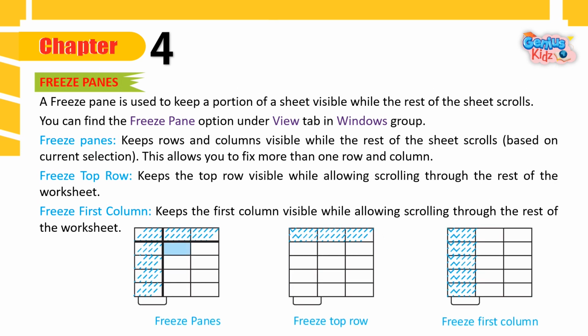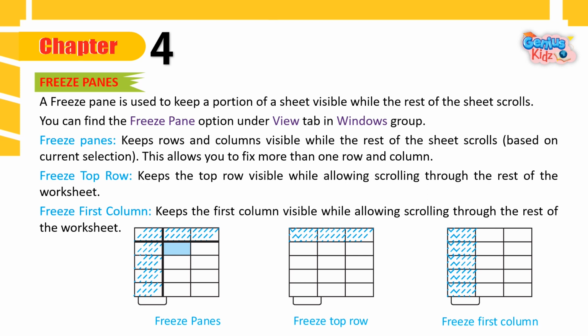Freeze panes. A freeze pane is used to keep a portion of a sheet visible while the rest of the sheet scrolls. You can find the freeze pane option under the View tab in the Window group. Freeze panes keeps rows and columns visible while the rest of the sheet scrolls based on current selection. This allows you to fix more than one row and column.